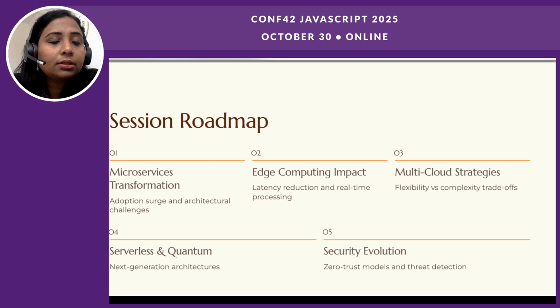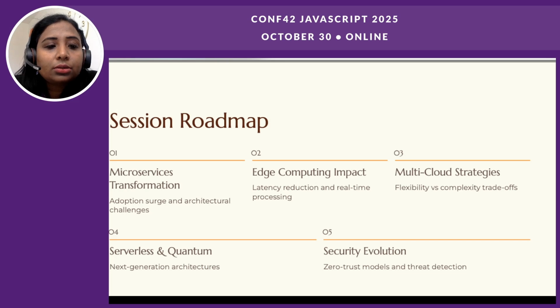which looks like this. Today's session roadmap will start with the microservices transformation, how its adoption has had a big surge, and what architectural challenges are being faced by development teams. Then we'll move on to edge computing and how it is impacting with a huge latency reduction and real-time processing of data. Then we'll move on to multi-cloud strategies, and how the flexibility versus complexity trade-offs play a key role in designing and architecting today's applications.